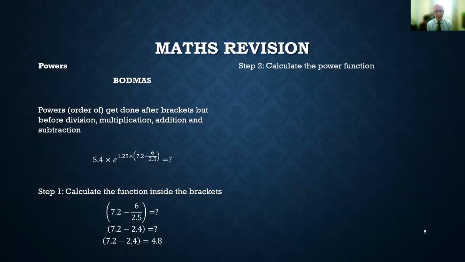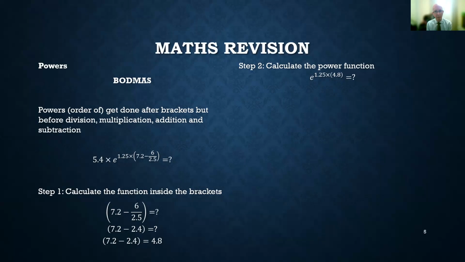Step 2 is we calculate the power function. So it's E. Now, if you don't know what E is, or you don't know how to find it on your calculator, I recommend that you go back and have a look at the session on calculator basics, and that will show you where to find E on your calculator. E is just a number, but it's a special number. And we'll be using E in investment management. So E to the power of 1.25 times 4.8, what does that equal?